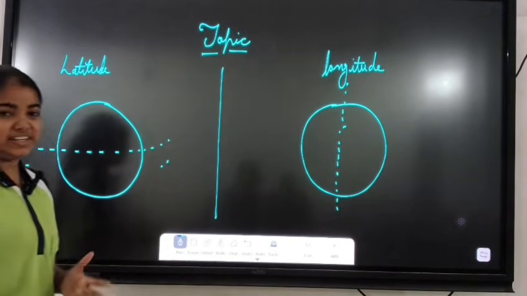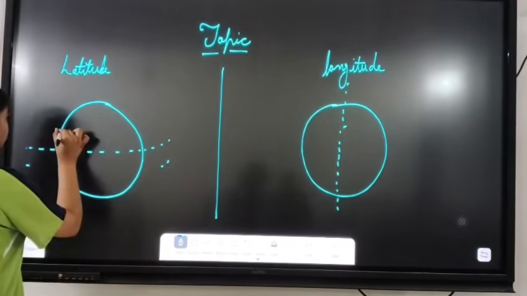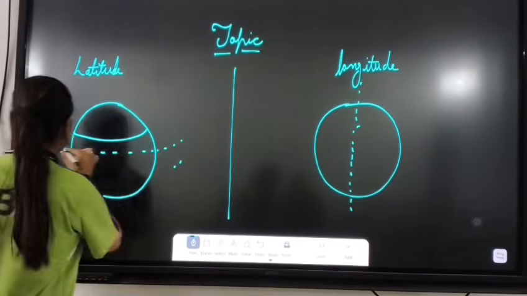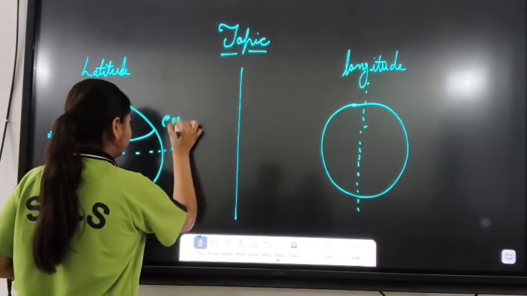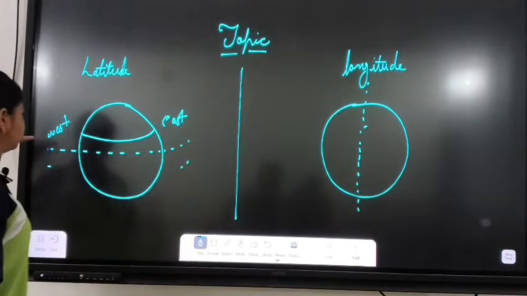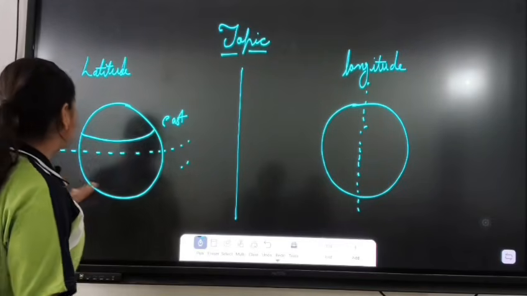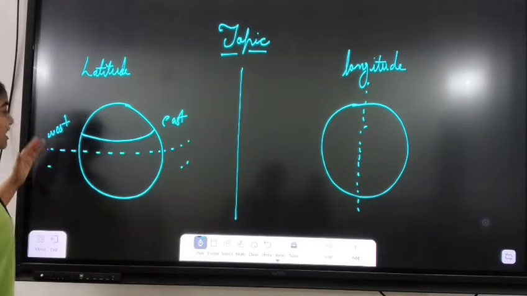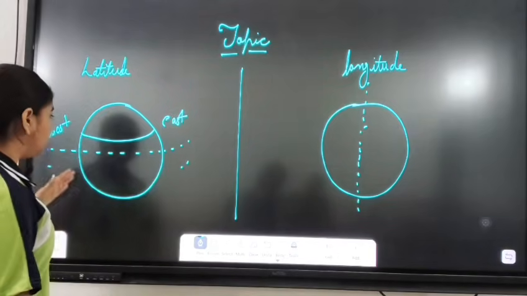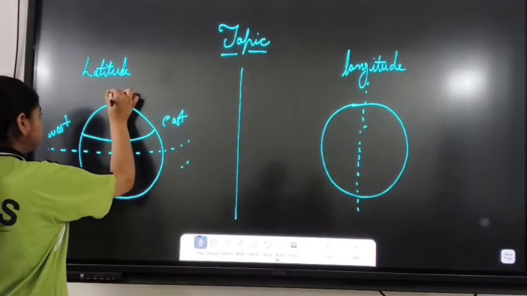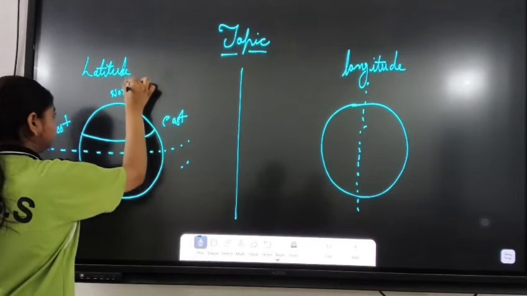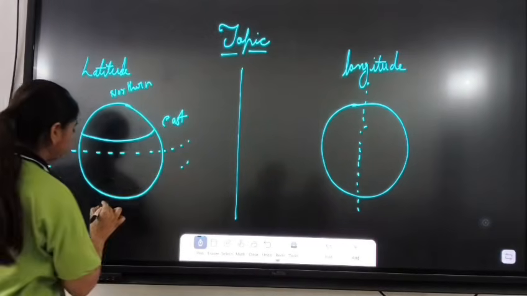Latitude is an imaginary line which runs from the west to east. This is our west side, and this is our east side. So latitude runs from the west to east, and it is parallel to the longest latitude, that is the equator. And now what does equator mean? Equator divides Earth into northern and southern hemisphere.